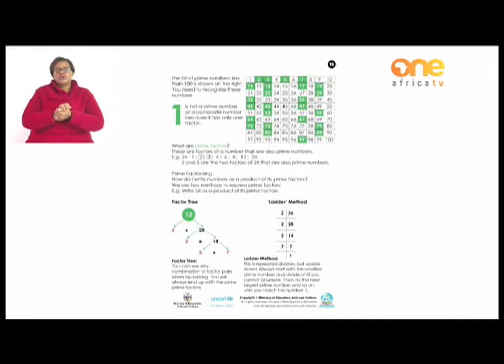To read at the bottom, you can use any combination of factor pairs. When factorizing, you always end up with the same prime factors. The ladder method is a repeated division, but upside down. Always start with the smallest prime number and divide until you cannot anymore. Then try the next largest prime number, and so on until you reach the number 1.